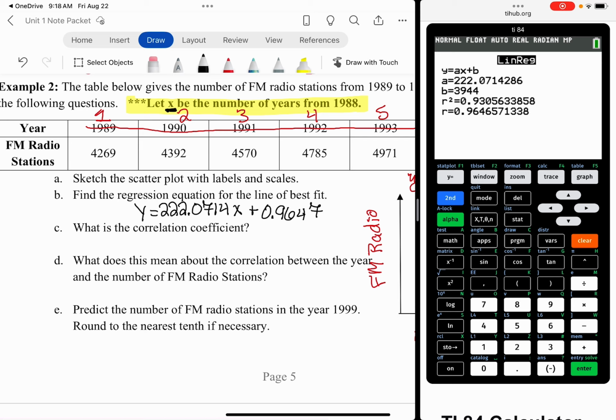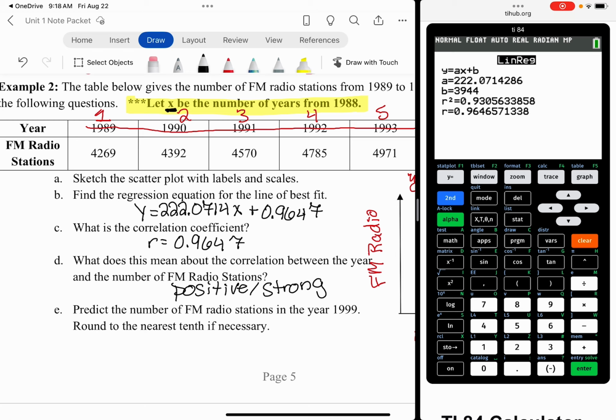Once we have that, then we need to write down our correlation coefficient. With that one, that is just our R value, and that is 0.9647. And what does this mean? So that coefficient is positive, so it's a positive correlation. And it's close to 1, it's a 0.9 again, so that means it is strong. If it's below a 0.7, that's when you can say it's a weak correlation.